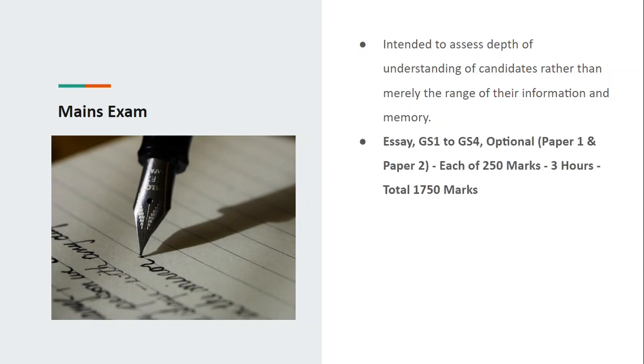So this exam consists of 9 papers. The first 7 papers are essay, GS1 to GS4, and optional subject paper 1 and paper 2. So 250 multiplied by 7, that is 1750 marks in total.